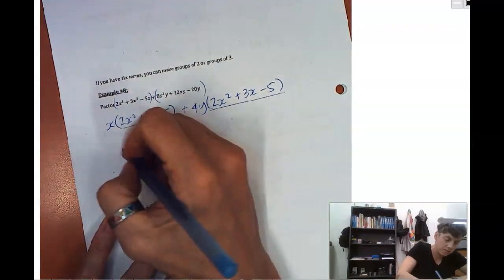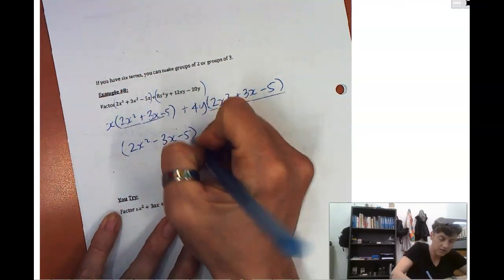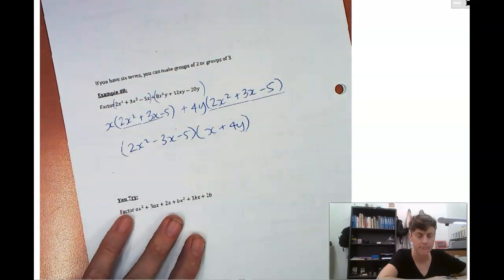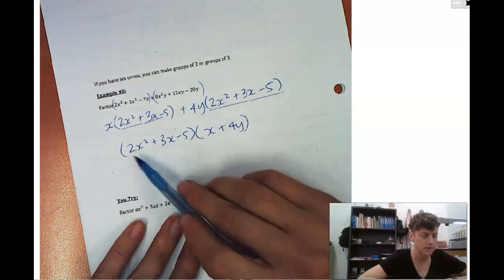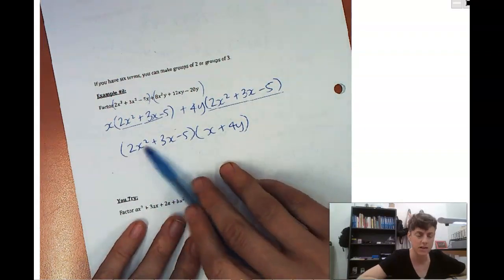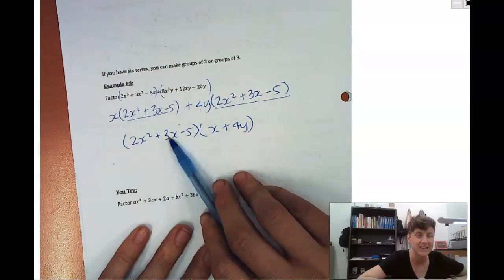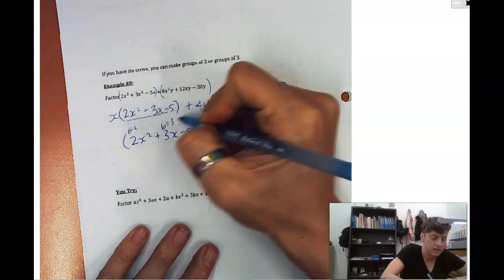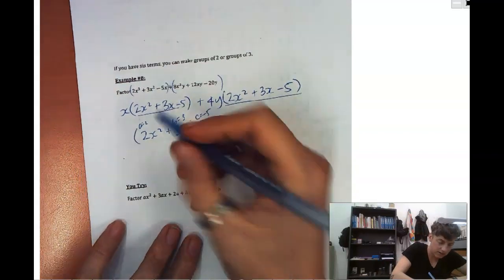Sweet. So we've got the part in parentheses, 2x squared plus 3x minus 5 times x plus 4y. I feel like that's supposed to be a plus, because it is. Now this kind of smacks to me of maybe something that could be factorable by an ACB tree, where A is 2, B is 3, and C is negative 5. So let's see what we can do with that.